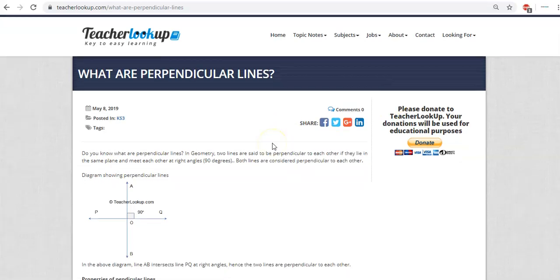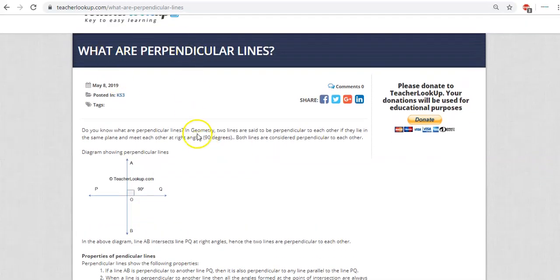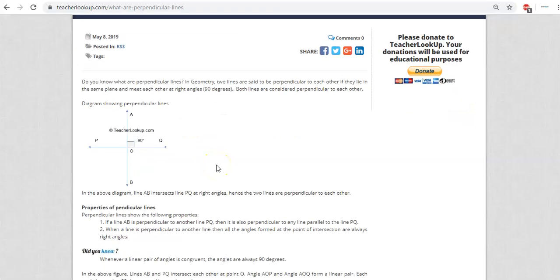So guys, what we're going to speak about today is perpendicular lines. As the title suggests, what are perpendicular lines? So in geometry, two lines are said to be perpendicular to each other if they lie in the same plane and meet each other at right angles. Right angles are, in other words, 90-degree angles. Both lines are considered perpendicular to each other.